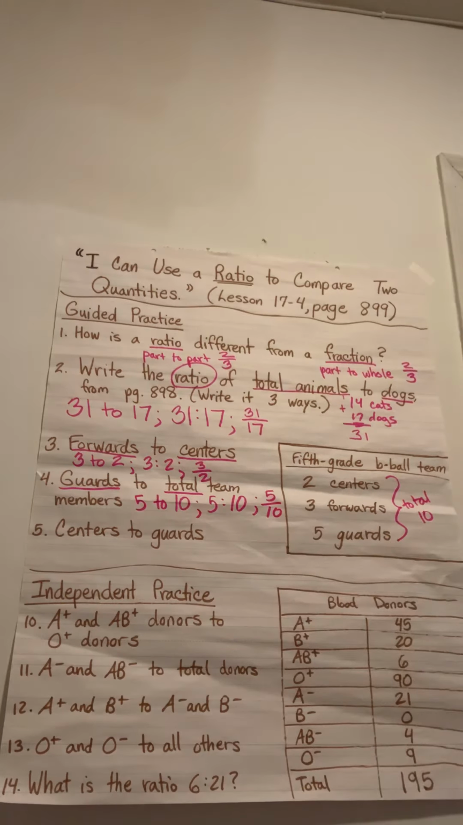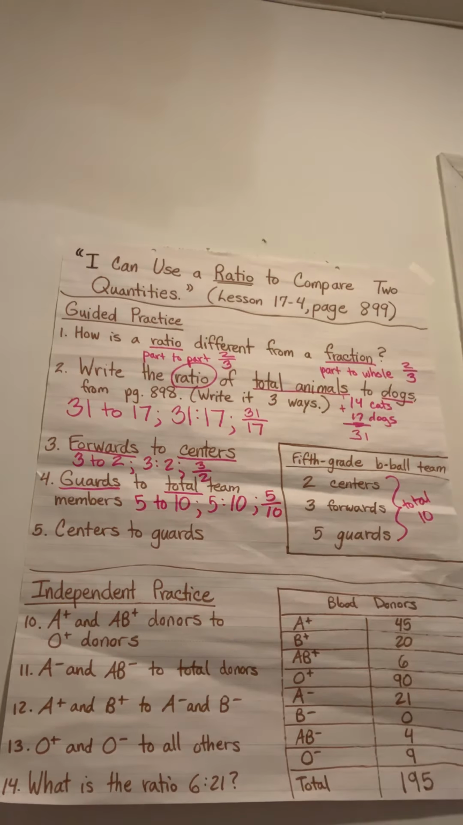And then the final one asks me for centers. That means the 2 is going first. 2 to guards, which means the 5 is going second. So 2 to 5. And then I'm going to write it the 2 other ways with the colon and as a fraction, always in the same order. Okay?